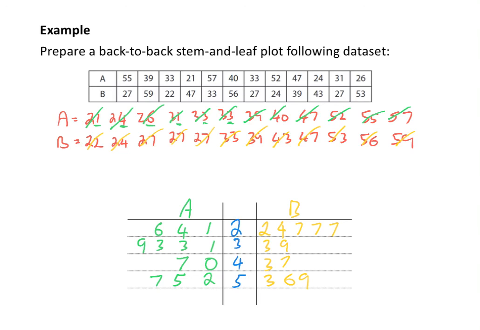I still need to go ahead and add in a key. And once I've added my key, I have completed my back-to-back stem and leaf plot. I could also add in a title onto my stem and leaf plot if I knew what data set A and data set B represented.